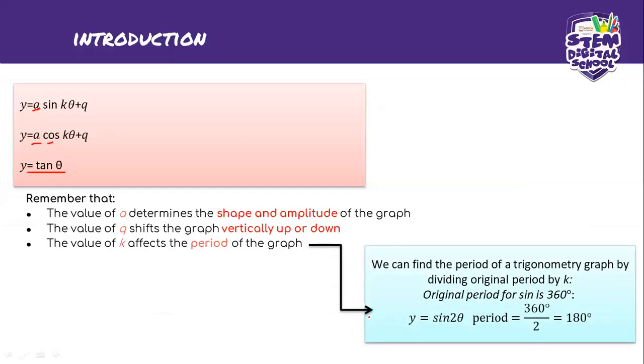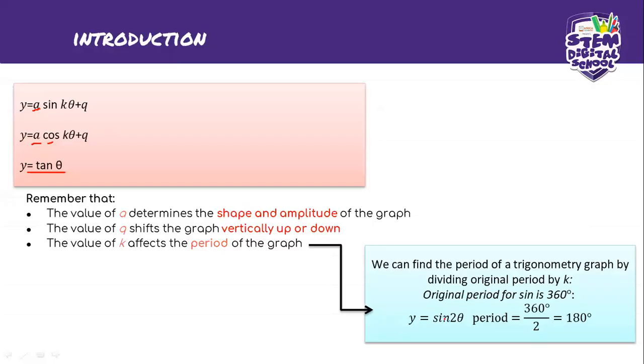It says we can find the period of a trig graph by dividing the original period by K. What is the original period? I just explained to you that the original graph for sine, the period is 360, right? So that is the original period. And then we go to cos. The original period for cos is also what? 360, right? Now, we are going to divide the original period by K, so that you can determine what? The period.